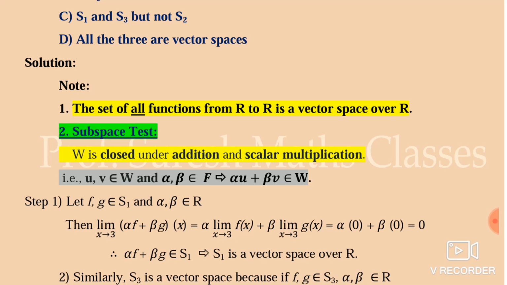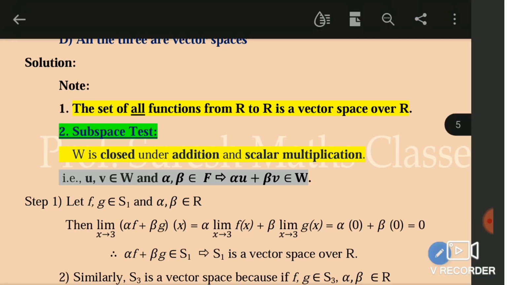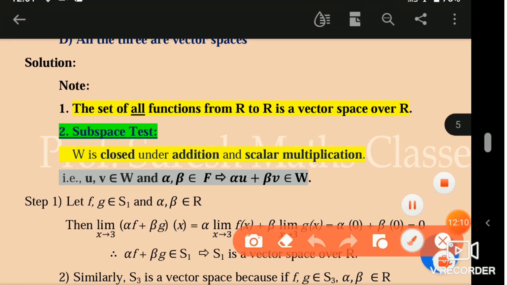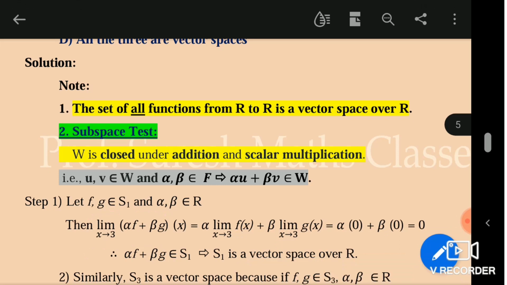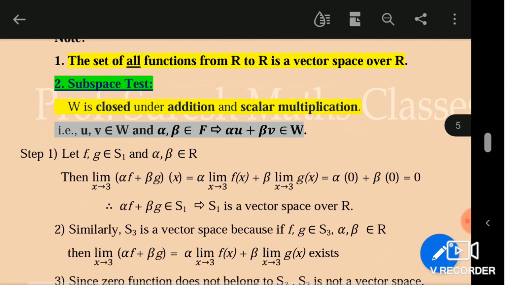So alpha and beta, here the field is R. We are checking the limit as x tends to 3 of (alpha f plus beta g)(x). This is a general result, a direct, easy result. Take alpha outside and beta outside. So we get alpha times the limit as x tends to 3 of f(x), plus beta times the limit as x tends to 3 of g(x). This is given because we are taking f and g from the collection.